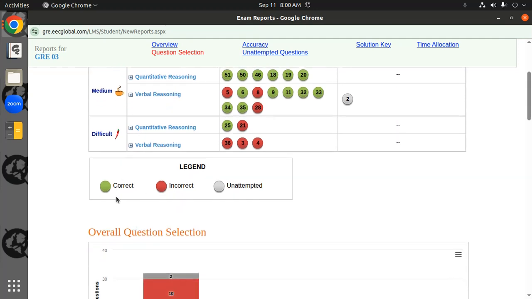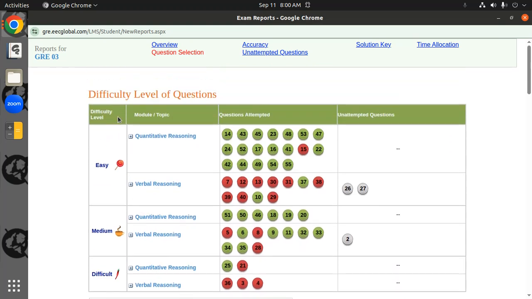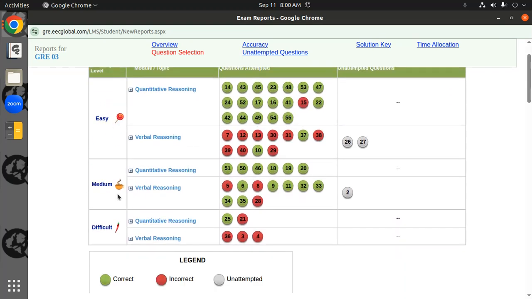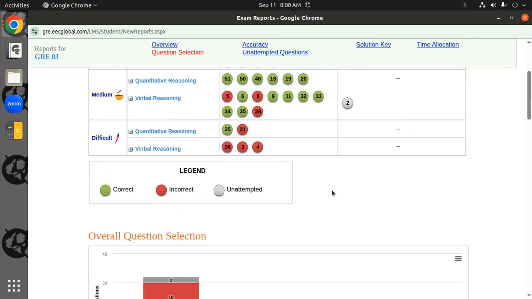So as it shows, correct, incorrect, and unattempted. And the software has also classified this into easy, medium, and difficult questions, section wise. So these questions for both math and verbal were of easy difficulty level. This is of medium difficulty level, and only five questions were tough. Okay, and two questions from the easy difficulty level were skipped. One question from the medium difficulty level was skipped.